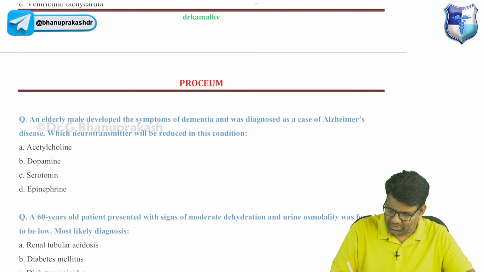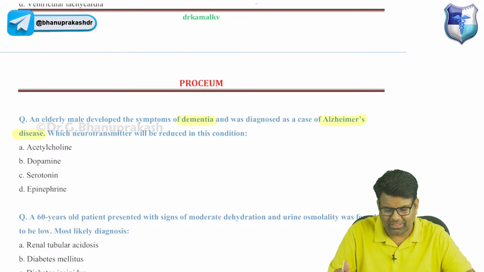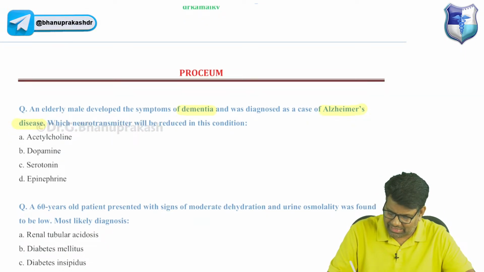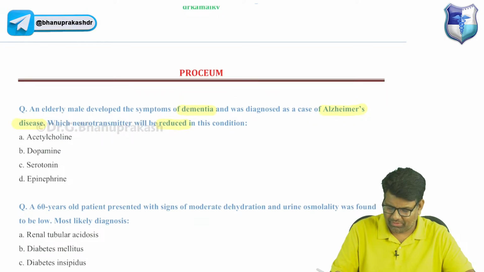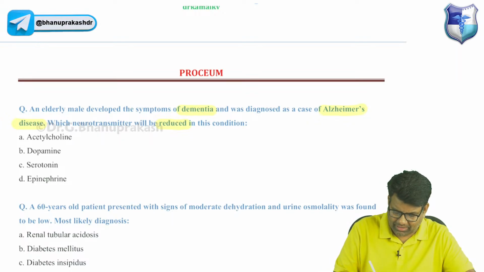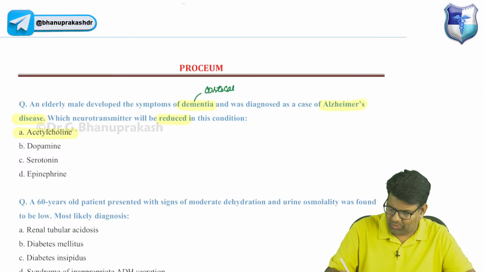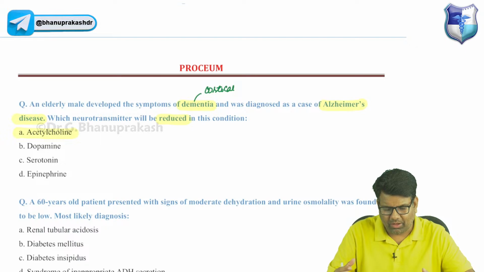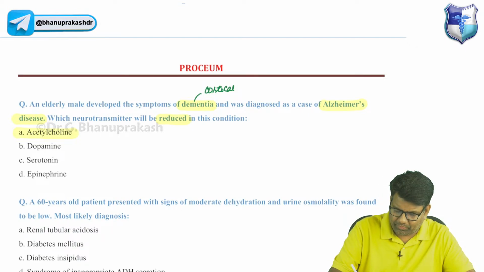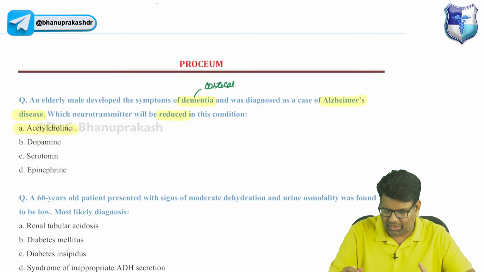A patient developed symptoms of dementia, and he was diagnosed as a case of Alzheimer's disease. Now, which neurotransmitter is reduced in this condition? Very good. The answer is A, acetylcholine. And see, Alzheimer's is a classical case of cortical dementia. Here there is shrinkage of the cortex of the brain and widening of the ventricles. So in one sense you can say that the functioning brain tissue reduces.